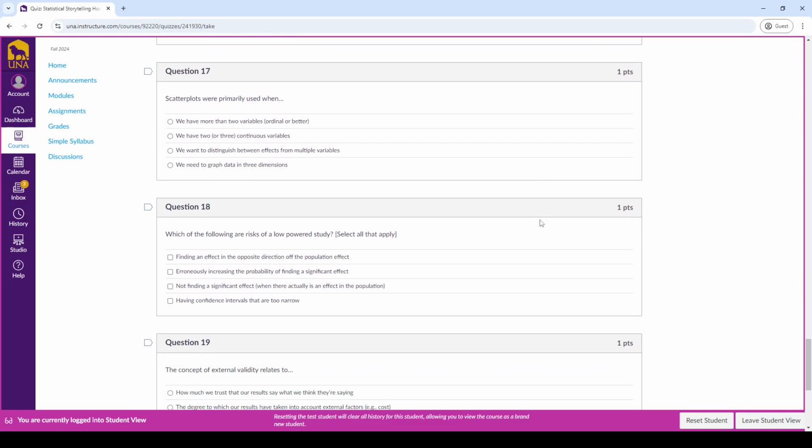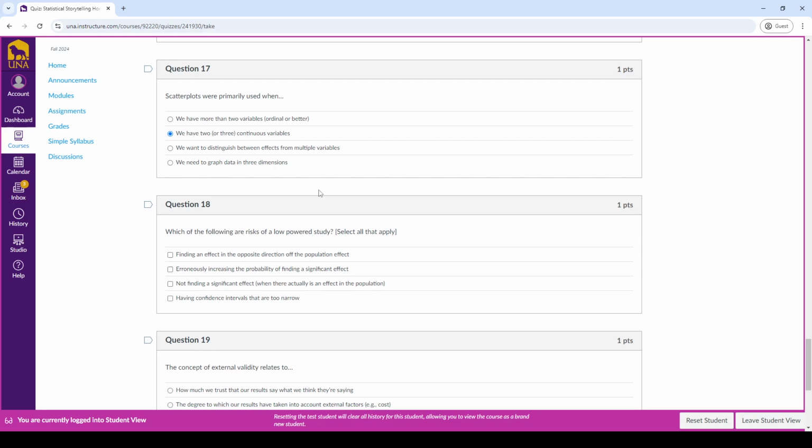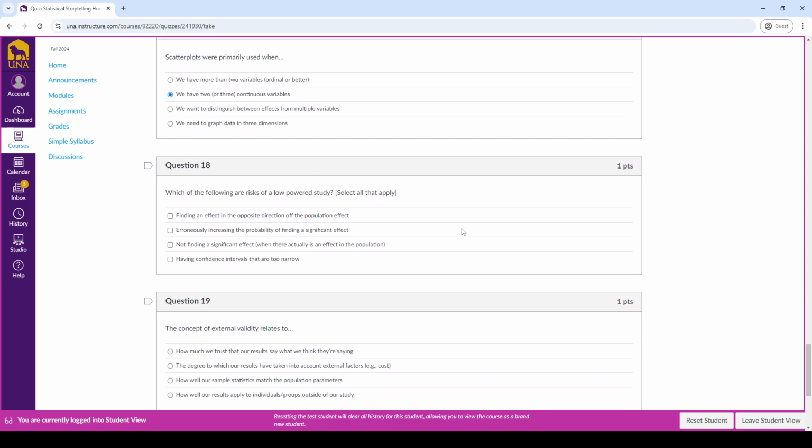All right, scatter plots were primarily used when we have more than two variables, ordinal or better. Scatter plots with ordinal are kind of tough. Two or three continuous variables, yes. Want to distinguish between the effects from multiple variables? Not really. Need to graph data in 3 dimensions? Well, there's a couple of different methods. So this one, 2 or 3 continuous variables, is going to be our scatter plots.